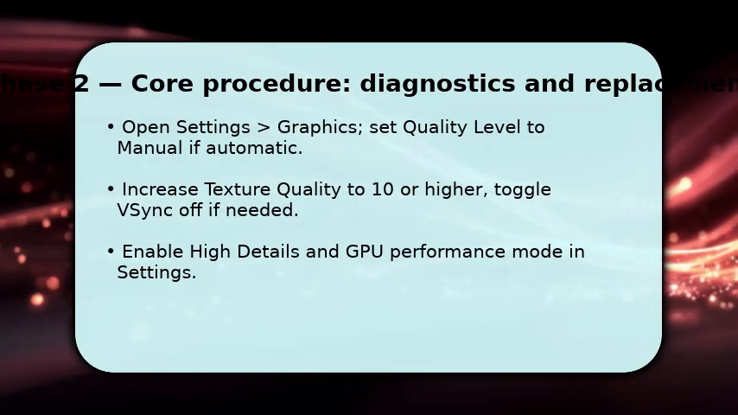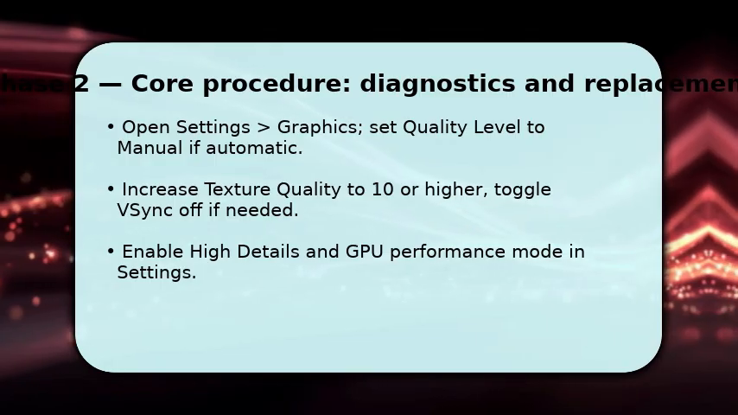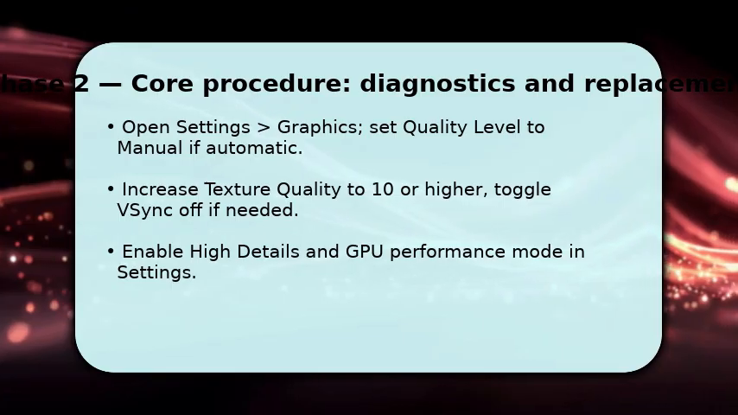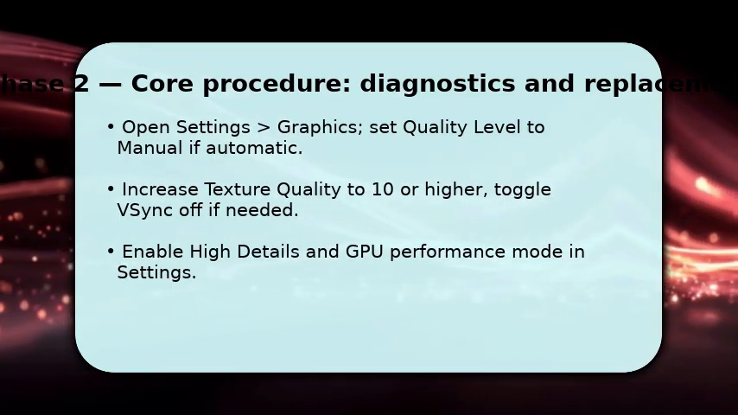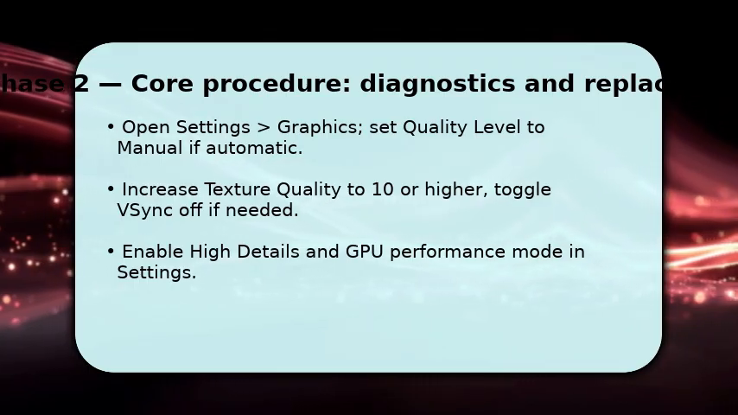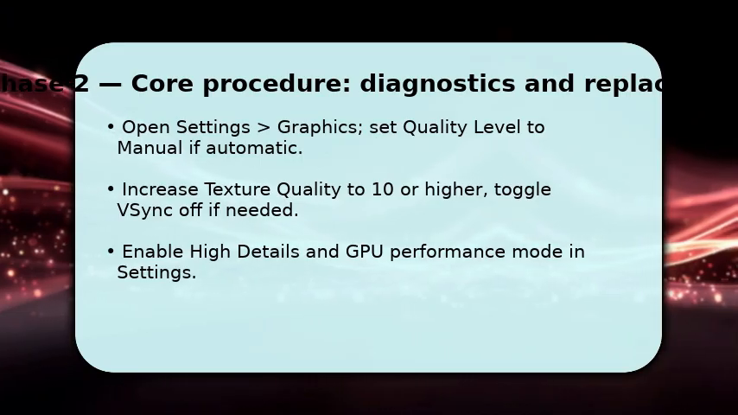Go to Settings, switch Quality to Manual, and raise Texture Quality to 10 or higher. This forces Roblox to use higher resolution textures. Toggle V-Sync off if stuttering forces lower texture presets. Also enable High Details or GPU Performance mode where available to improve texture filtering.